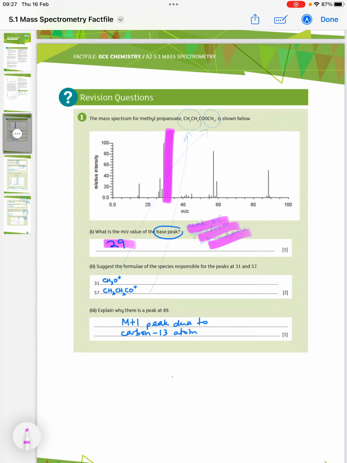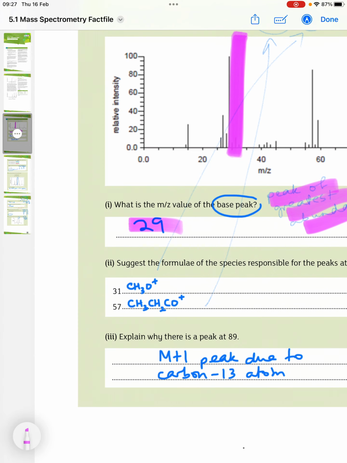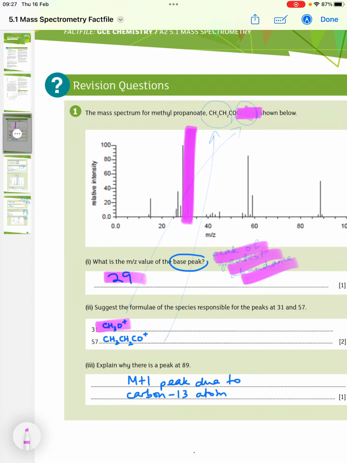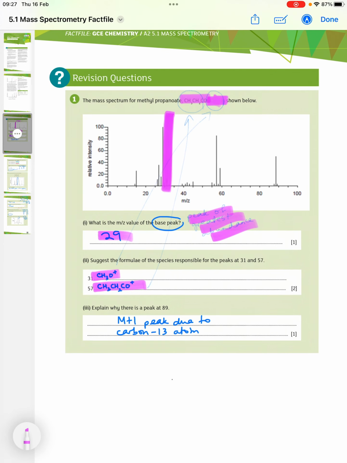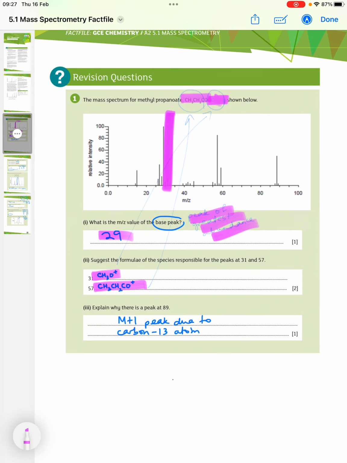Next is suggest the formula of the species responsible for peaks at 31 and 57. So at 31, that's likely to be this CH3O+, and if we look, that's coming off here at this end of the molecule. So then the other one, the CH3CH2CO+ is coming from the other end of the molecule. And if you add up their formula masses, that's what you will get. 31 for the first one, 57 for the second.